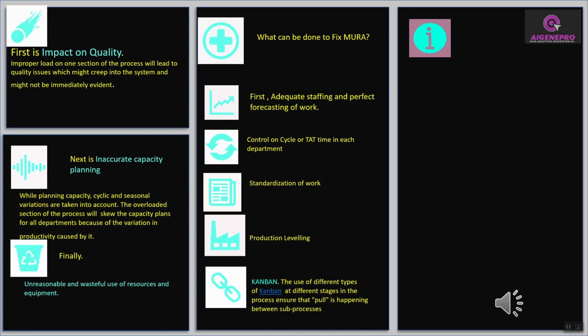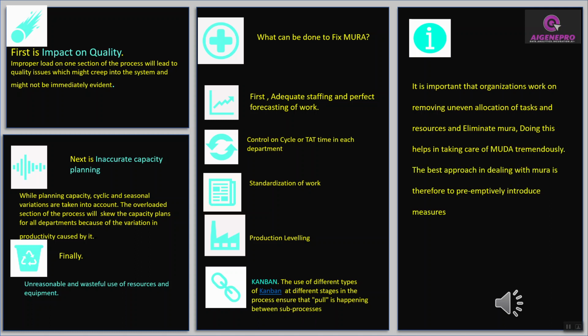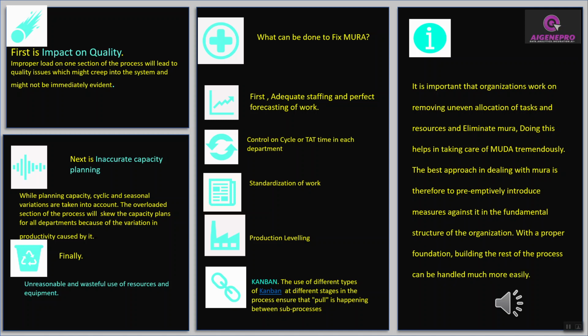It is important that organizations work on removing uneven allocation of tasks and resources and eliminate Mura. Doing this helps in taking care of muda tremendously. The best approach in dealing with Mura is therefore to preemptively introduce measures against it in the fundamental structure of the organization. With a proper foundation, building the rest of the process can be handled much more easily.